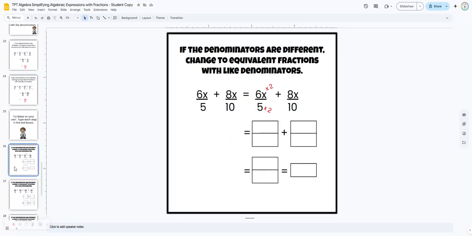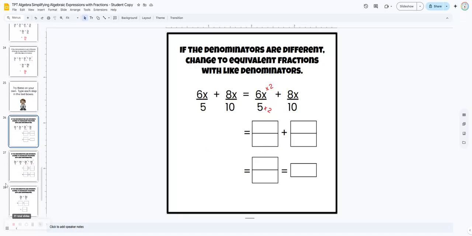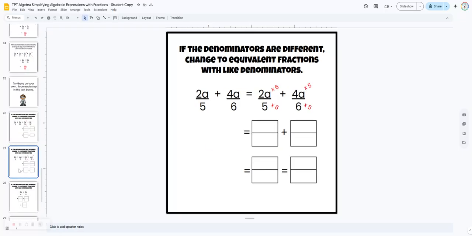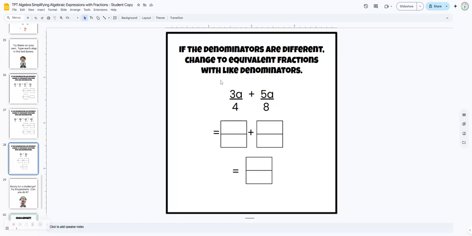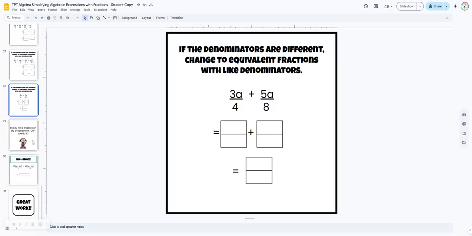So students are going to try this on their own. This part's already done for them. It shows them what to multiply to get both denominators of 10. And then this one, we want to change both fractions to have a denominator of 30. And then this one, they're going to have to figure out how to do this on their own. What do they have to multiply to get a like denominator, and then go ahead and solve it.